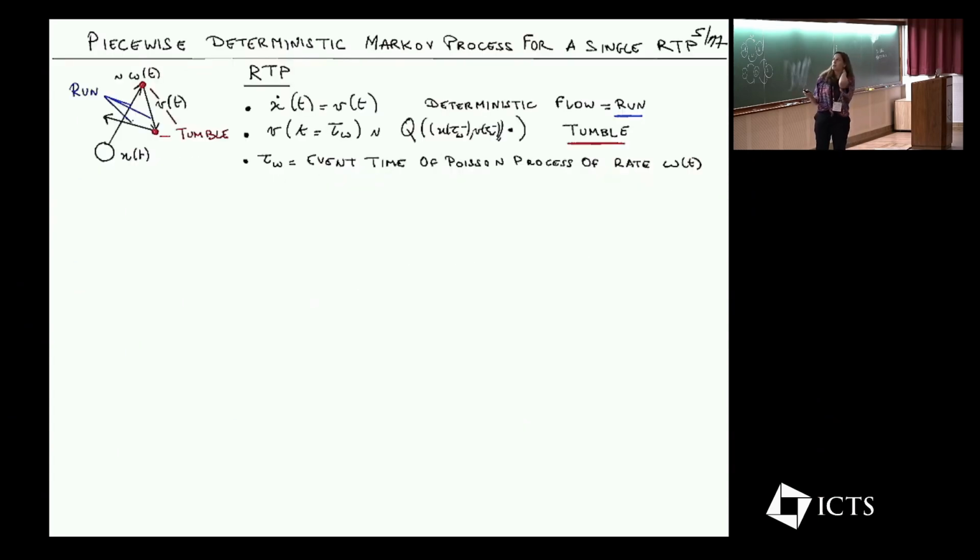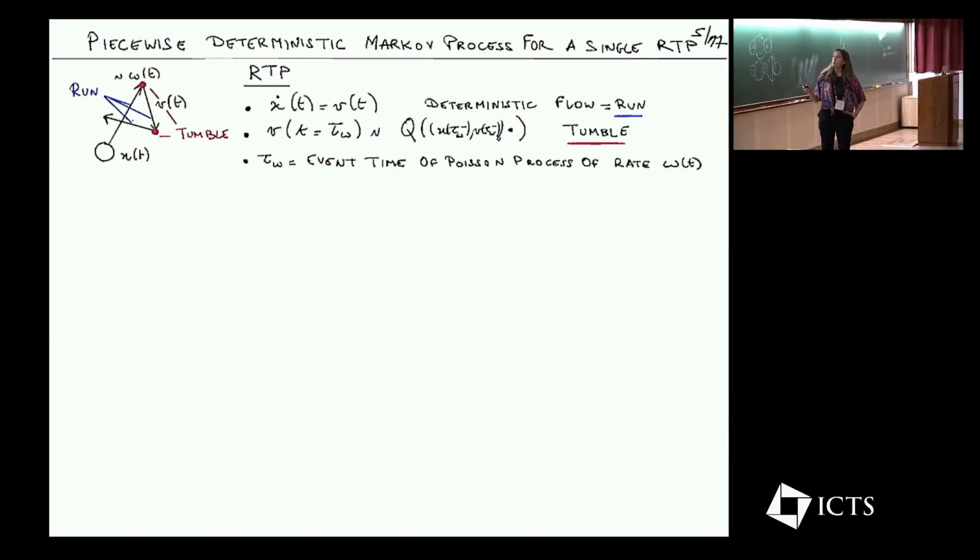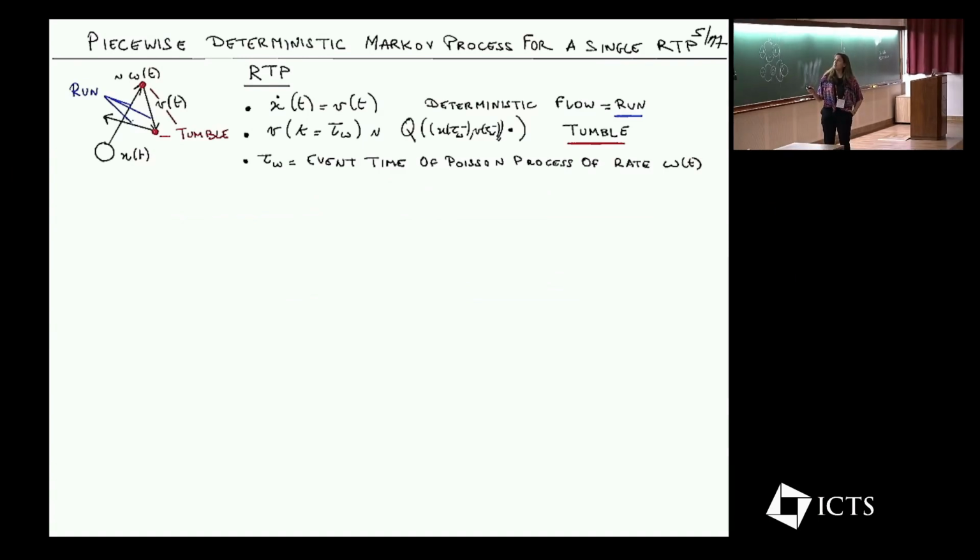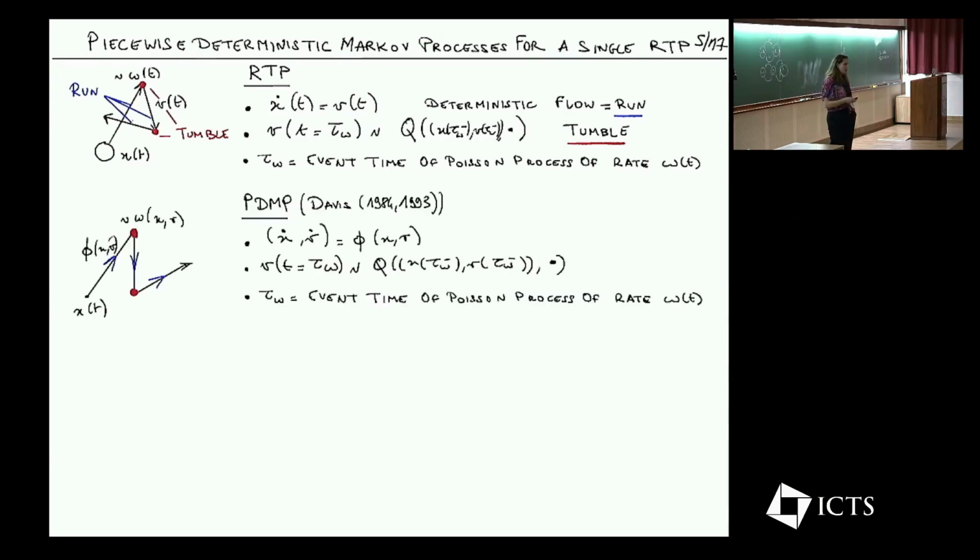This is the RTP, so it's following a ballistic flow that is just a translation according to some velocity v. This velocity v is resampled at the event times following a Poisson process, following some kernel. In the end, it yields this type of dynamics between runs and tumbles. A PDMP is doing the exact same thing. This was all formalized in maths by Davis in the late 80s. It's just a Markov process that has some ballistic flows, following this phi flow.